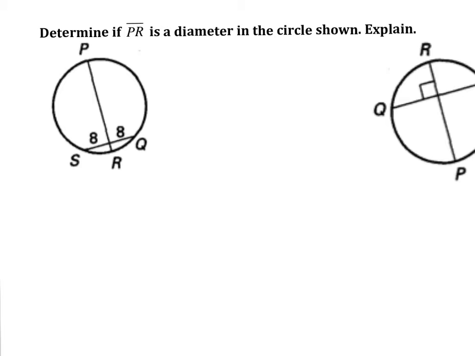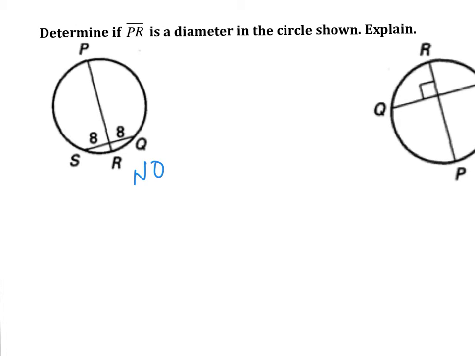Okay, so they're asking if it's a diameter, which means we need the other 2 things. We need bisect and perpendicular. Do we have both? No, we don't have both. Okay? And so therefore, since we only have one of them, this cannot necessarily be a diameter.